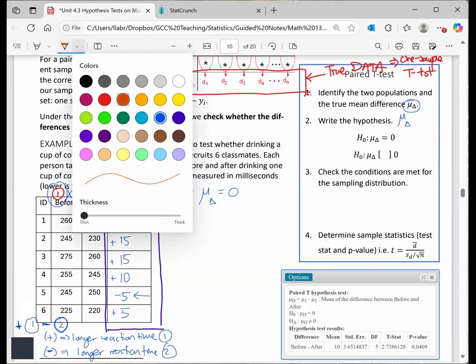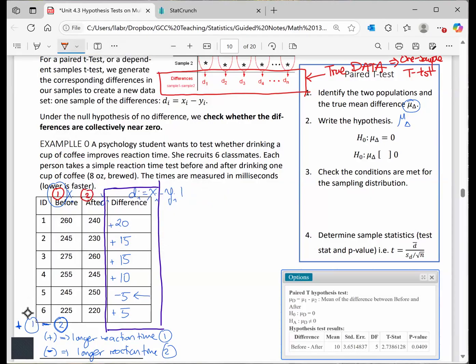Let me use a different color so we can see this a bit better. All right, so there we go. Now, remember that the way that we got the differences is it's always group 1 minus group 2. And you need to know that because now we're going to ask, what should the alternative be? So what symbol do we use for the alternative? And so that's always up to you.